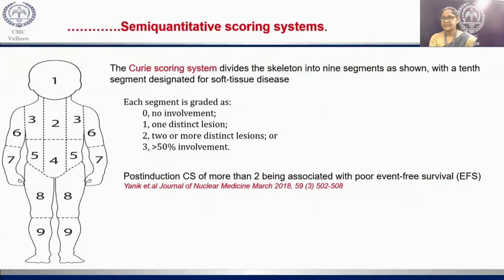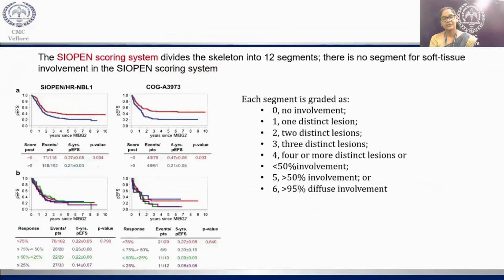Several validation studies have been done, and a post-induction Curie score of more than 2 is associated with poor event-free survival. The SIOPEN scoring system divides the skeleton into 12 segments. There is no segment for soft tissue involvement in the SIOPEN scoring, unlike the Curie scoring. Again, these segments are graded as depicted on the slide.